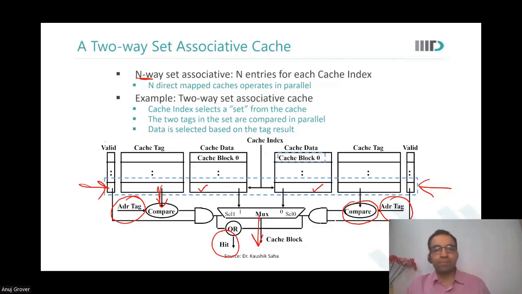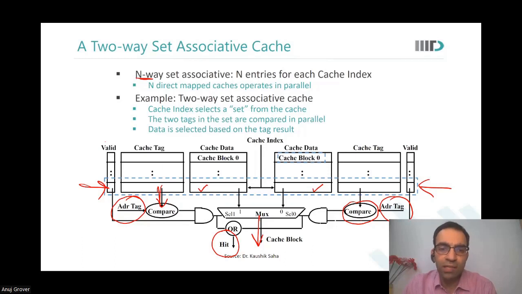Questions? Sir, I lost my connection, sir, actually. So how is the area increasing, sir, exactly? The area is increasing because instead of one comparator, which was there in the direct map cache, now we have two comparators.